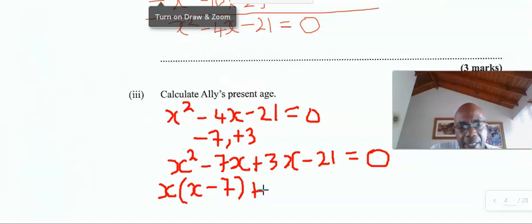Plus, look at the second pair of terms. The common factor here is 3, because 3 can go into 21. So we take out the 3 and we open a bracket. 3 times x is 3x. Put the minus sign down. 3 times 7 is 21, so we put 7 here. Equal 0.